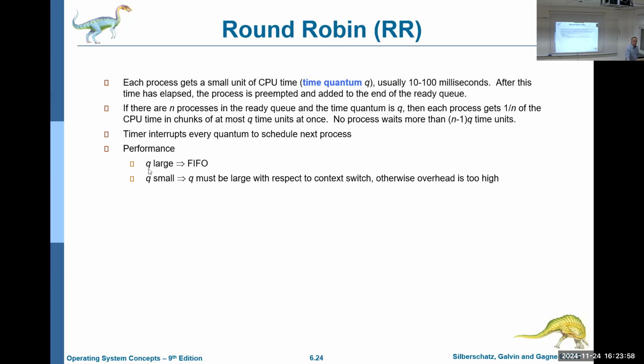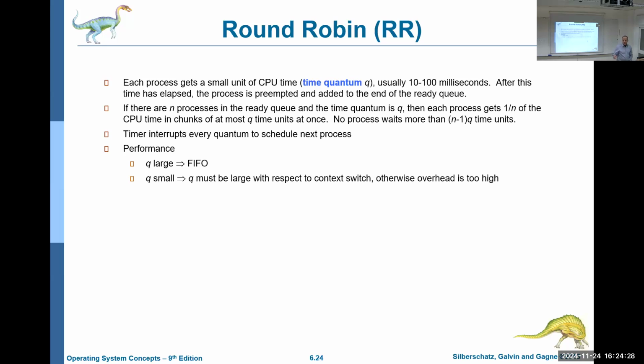Performance. If Q is very large, here's an interesting theory. If Q is an observation, I should say, if Q is very large, which means the quantum is very large. Let's say the quantum is so big that almost nobody ever uses it all before they go to IO. Nobody ever fills it. We give them 200 milliseconds. So now the processes never need that much. They always finish early.